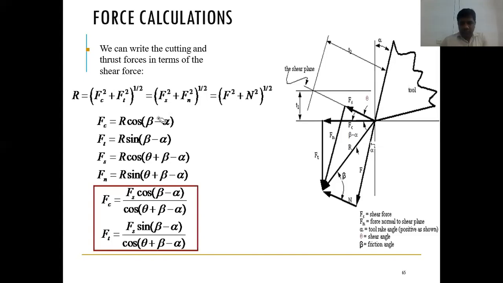Please note down these equations. It's not required to note down this diagram. You just note down these equations. I'm giving 1 minute.